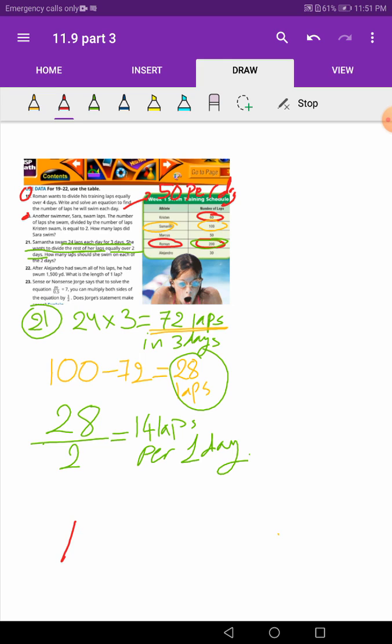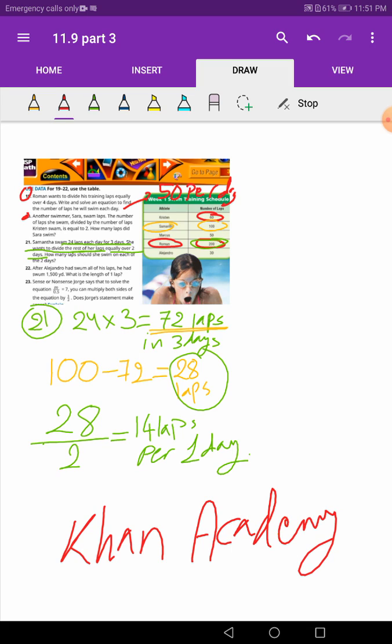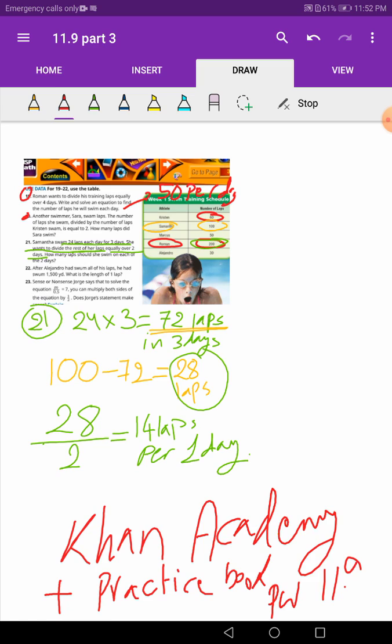Now please move to Khan Academy. You will see an online assignment over there. Also, you have to solve in your practice book the page which is related to lesson 11.9.